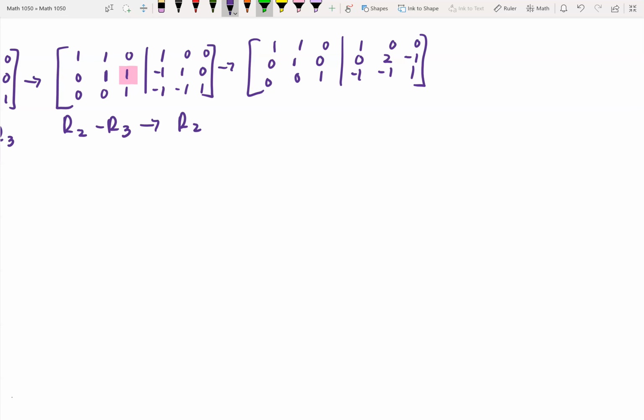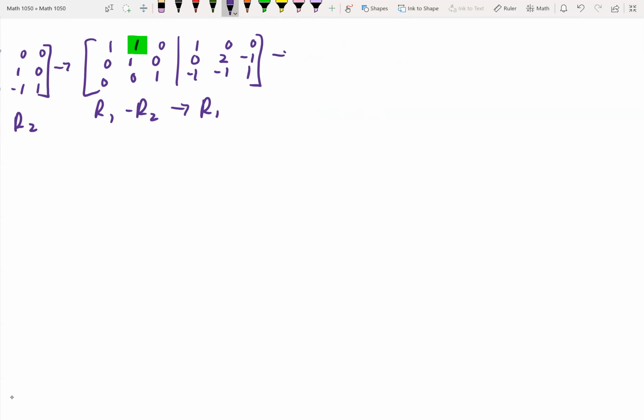There's only one more number I have to switch, and that's that one. Should I go row 1 minus row 2? Or row 2 minus row 1? Which one, you guys? 1 minus 2. So go row 1 minus row 2 becomes my new row 1. So row 2 doesn't change.